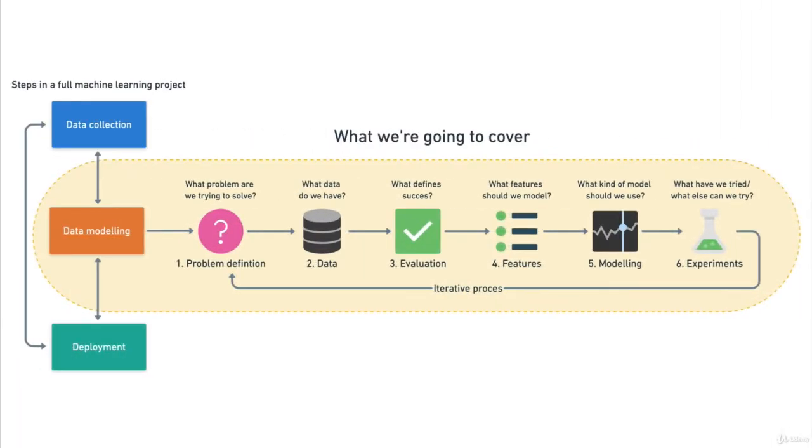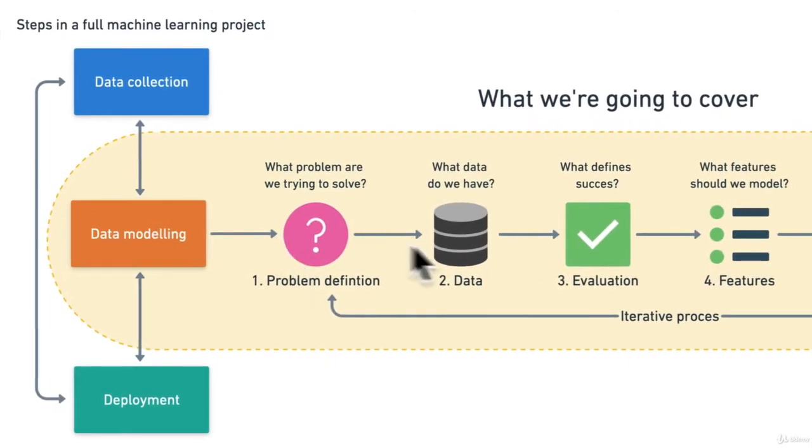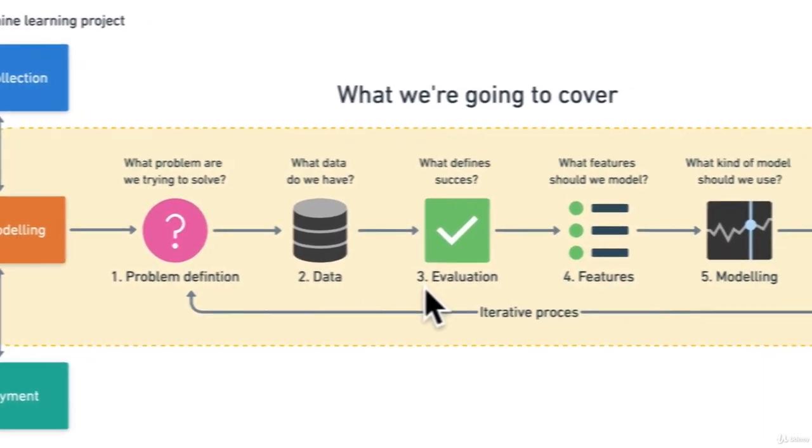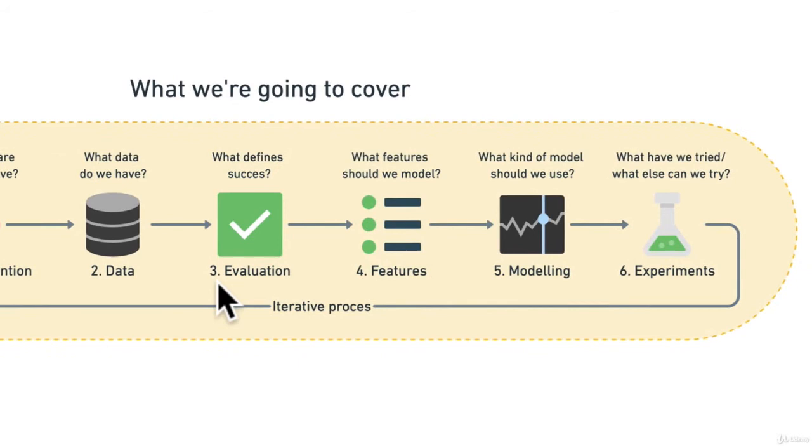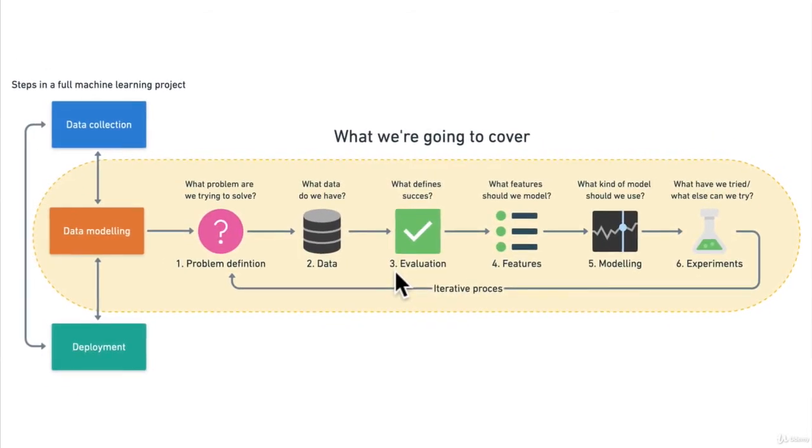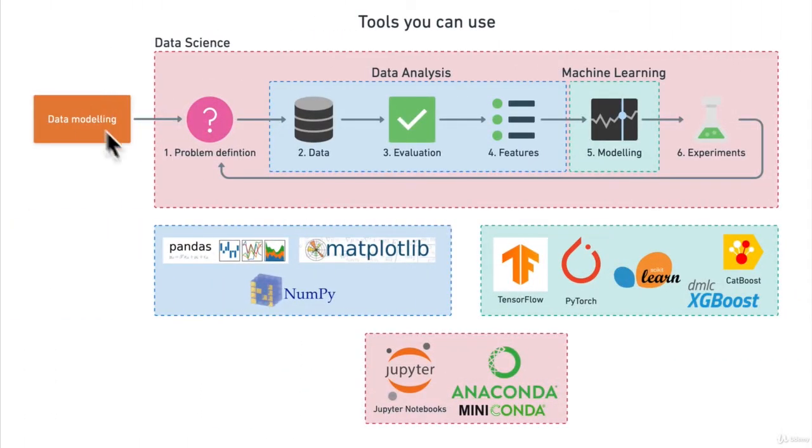So if we revisit our framework, we've got this data modeling section here. We've been through these steps. Now we're going to really start to get into some of the tools that we can use. So let's change this up a little. We've still got our framework up here, but now we're starting to dive into these tools. We've covered Jupyter Notebooks. We've looked at Anaconda and Miniconda. We've set up an environment using those.